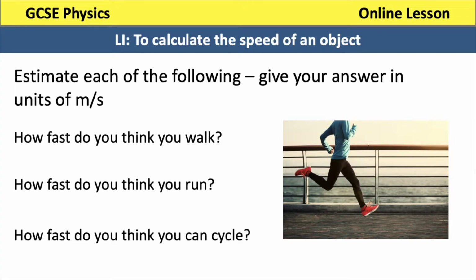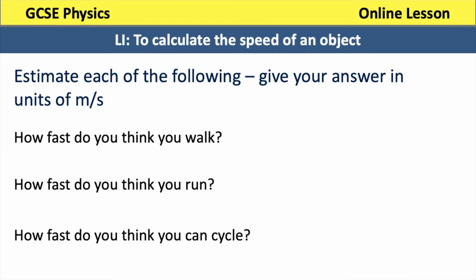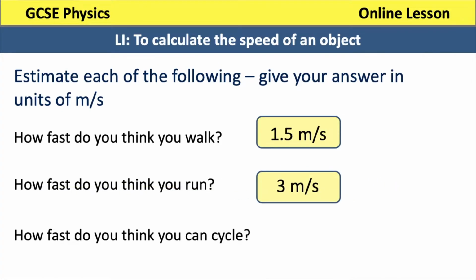Now, according to the exam board, and of course these numbers are approximate because it would vary from person to person depending on different factors, a typical walking speed for the average person is 1.5 meters per second. In terms of running, we can normally run twice as fast as we can walk, so typical running speed comes out as 3 meters per second, and typical cycling speed is usually quoted as being 6 meters per second.